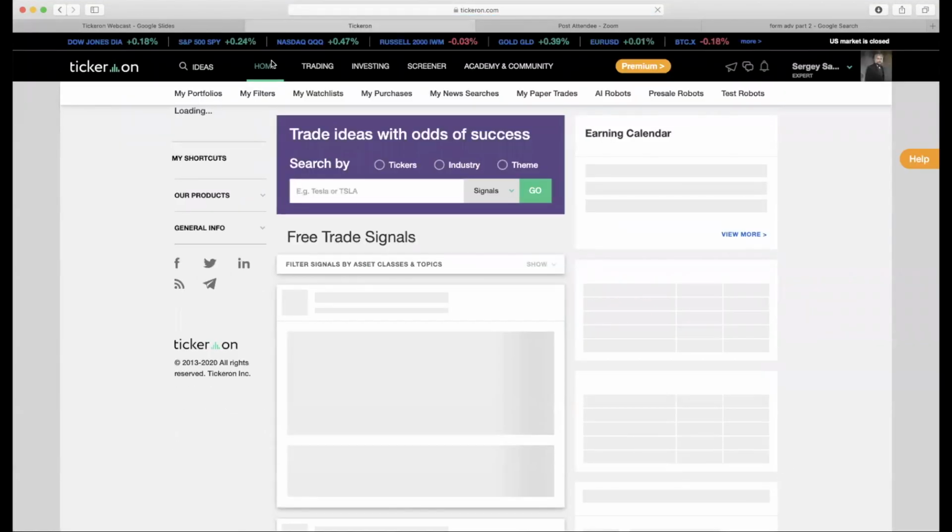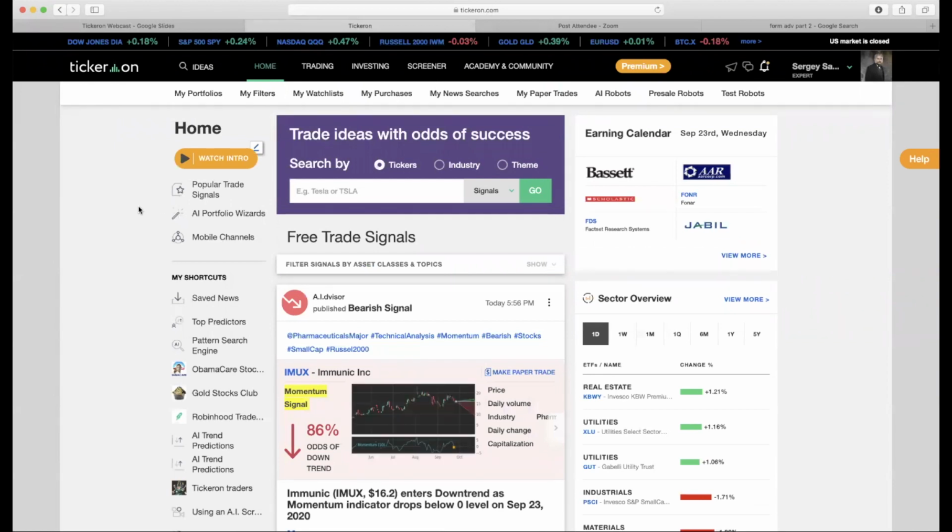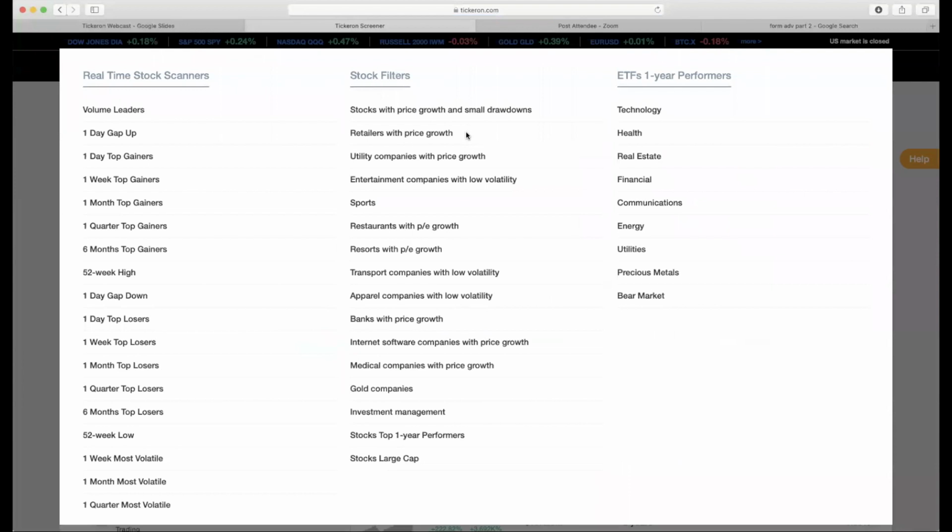So pretty much you're going to start on the homepage, right? If you come to tickeron.com, this is where you're going to be. You're going to be on the homepage. And all you're going to do is click on the screener, right? So the easiest thing to do, just straight off the bat, would be to click on popular filters. This is going to show you the most popular filters. We sort this based on what our users are clicking.